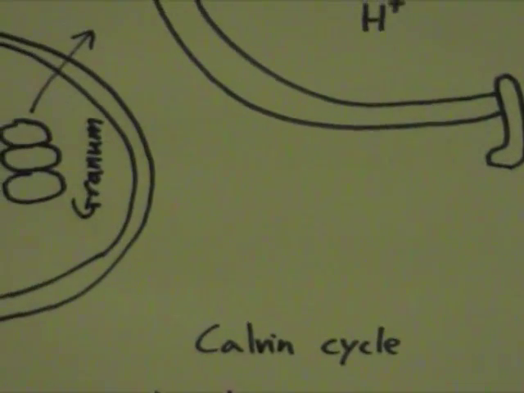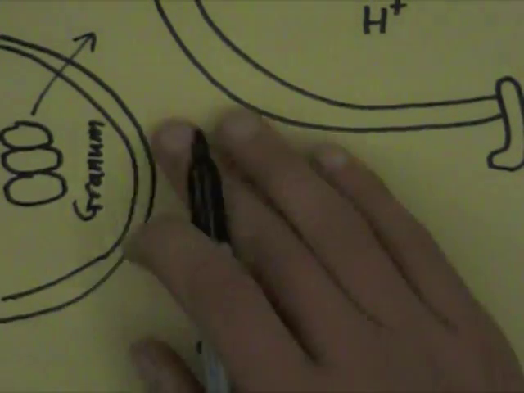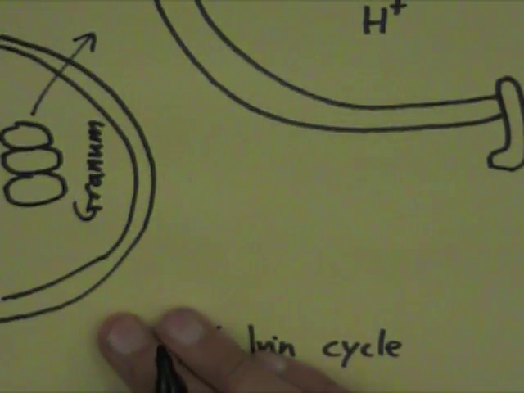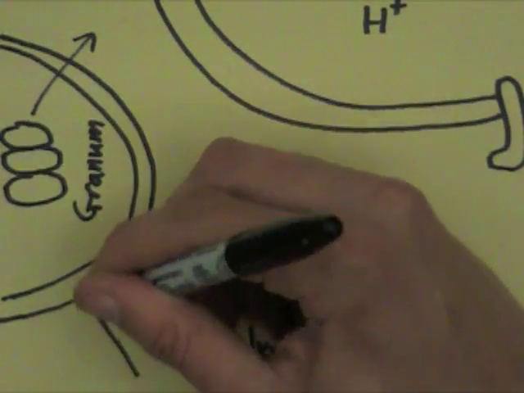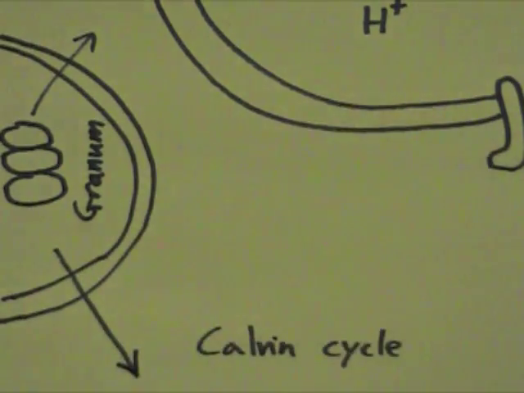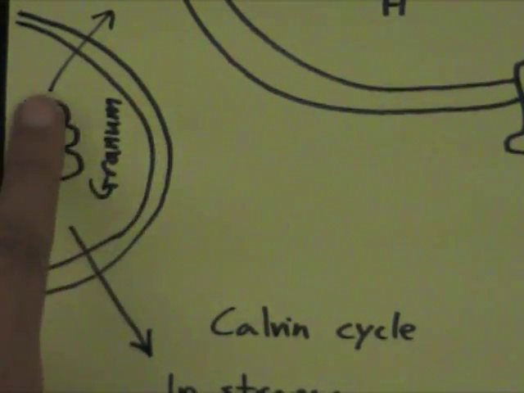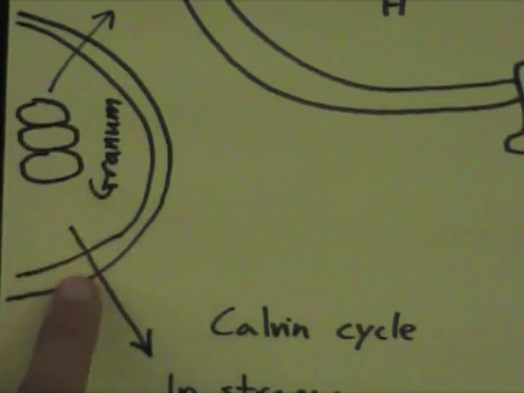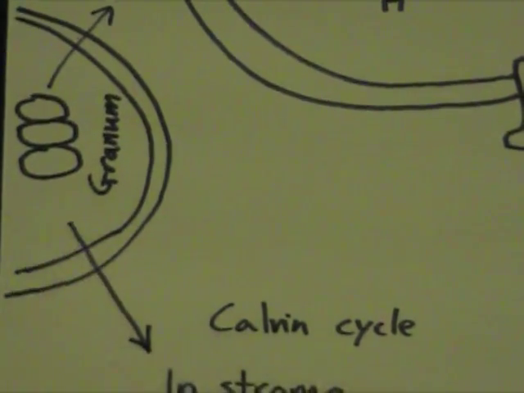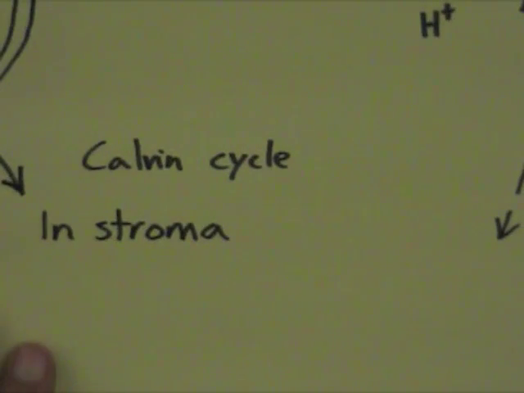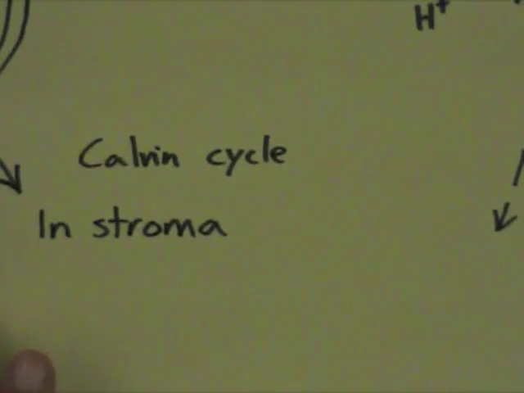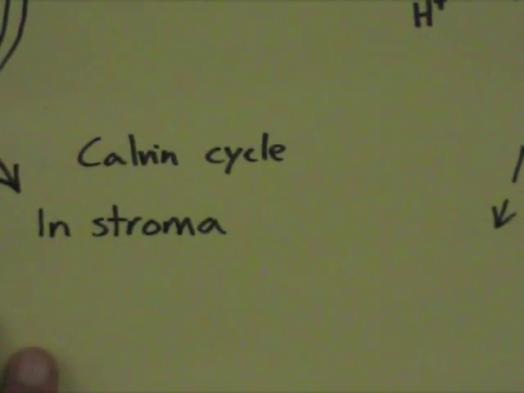If we look back to my little picture that I did at the side of a chloroplast here, the stroma is this section here. It's like the cytoplasm of a chloroplast. The grana were these stacks. This is the stroma. The Calvin cycle is all about producing glucose. If you understand that, then you've got most of the information you need.